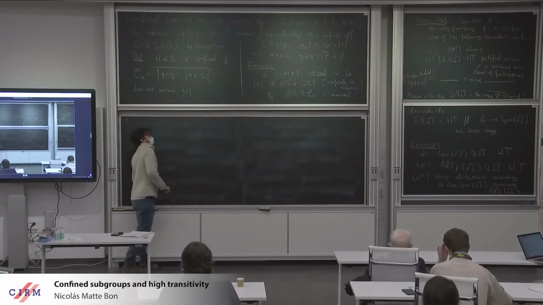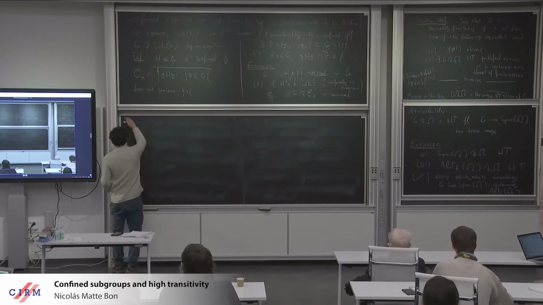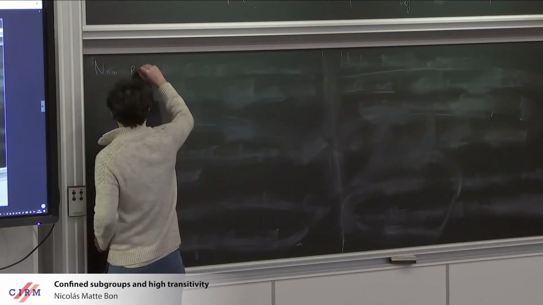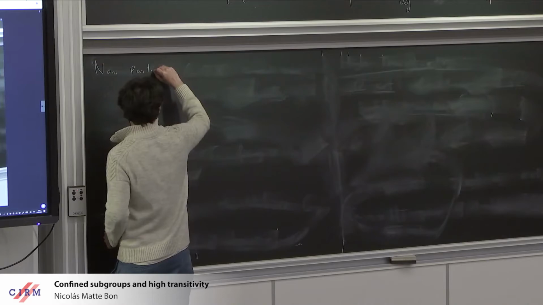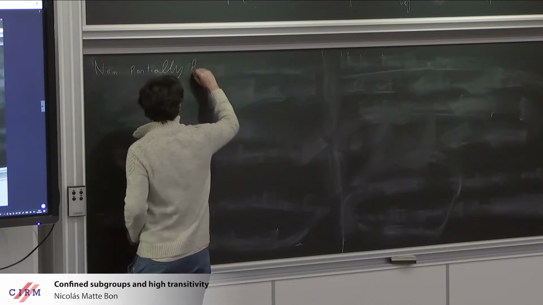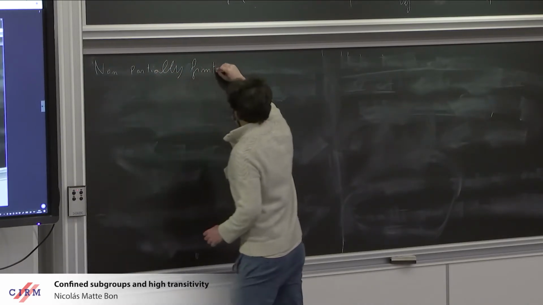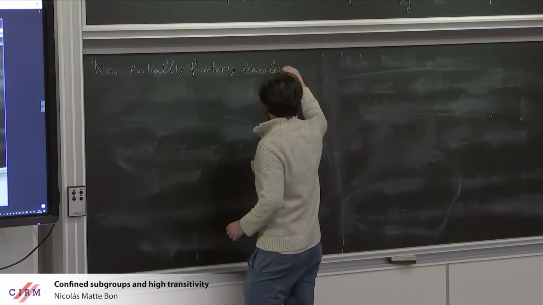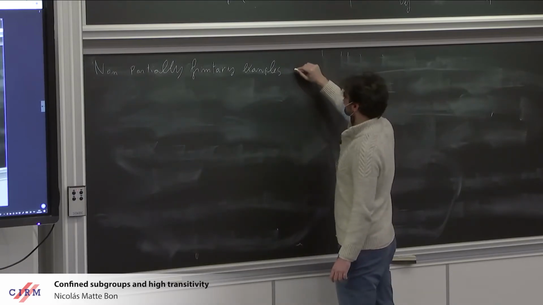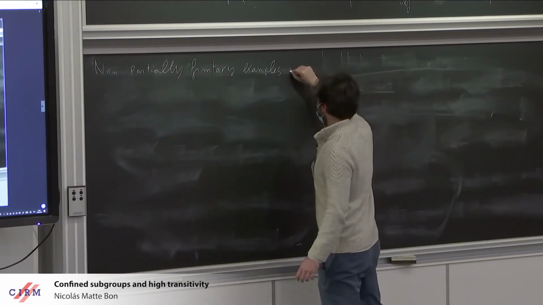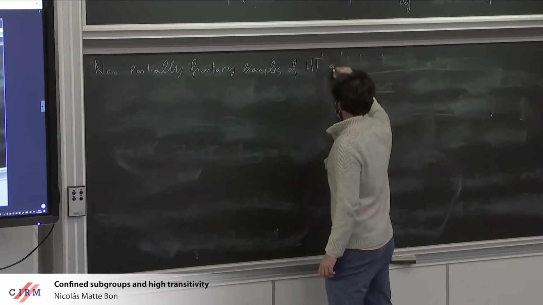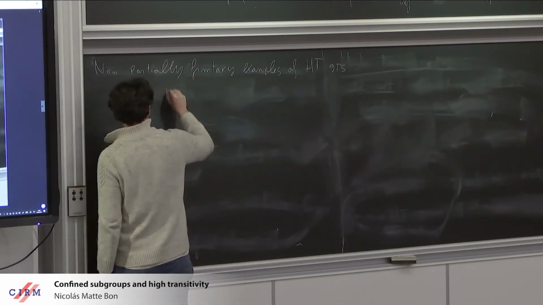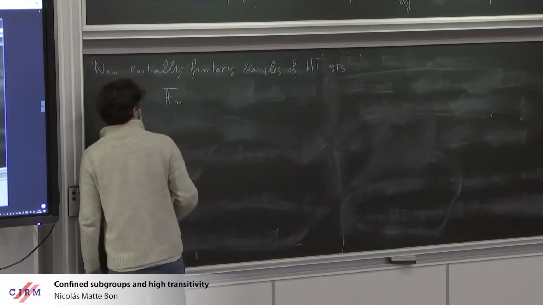Okay, so more interesting examples. Non-partially finitary examples of highly transitive groups. So one is non-abelian free groups.